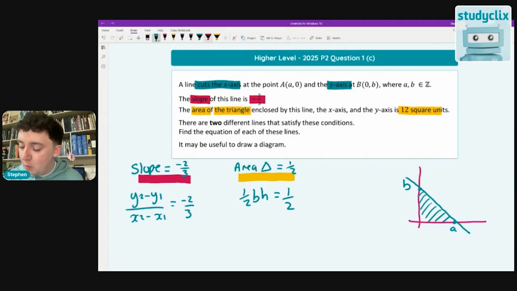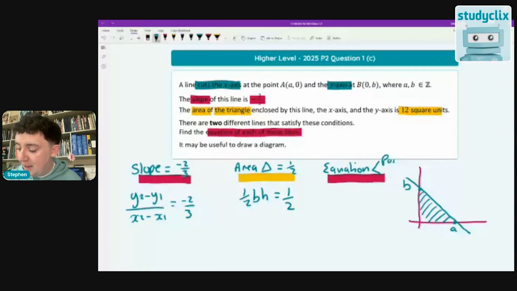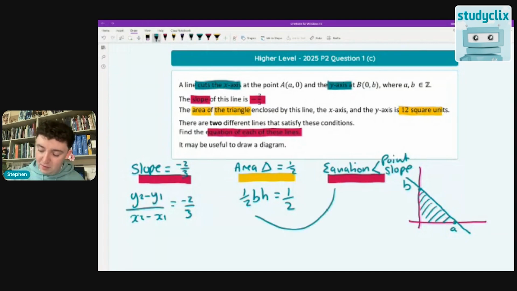And then finally, we'll take a look at the last bit. We're told that there are 2 different lines that satisfy these conditions. Find the equation of these lines. So what I want here are the equations of these lines, and I'd be extracting that out and I'd be saying, right, Stephen, what do I need to find the equation of a line? I need a point and I need a slope. And then I'd be thinking, right, how am I going to find those things? Well, all of this information back here is going to help me along my way.